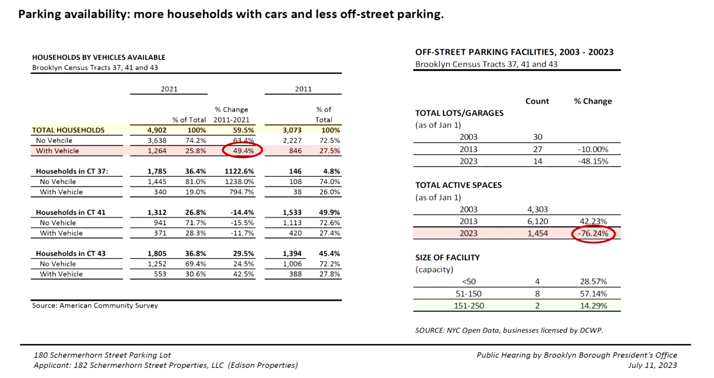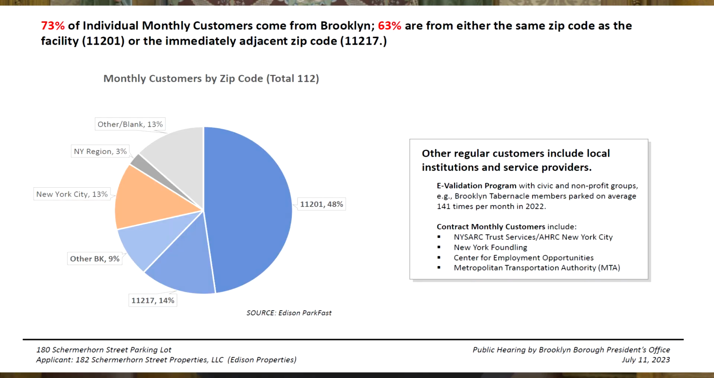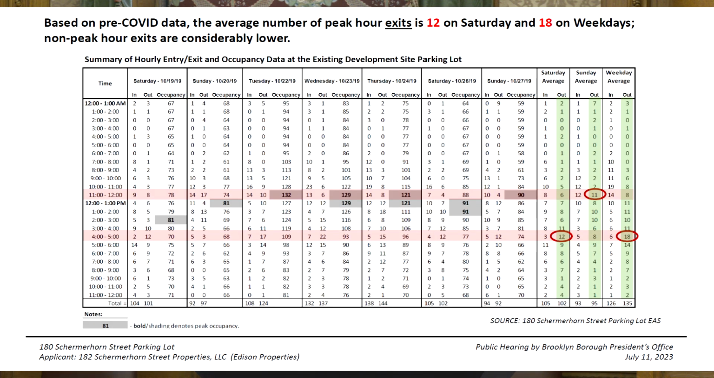Just to touch upon the traffic analysis that we did. Before COVID, we looked at our ins and outs for the existing parking lot to give you a sense of the level of activity of cars coming and going from the facility. The number of peak hour exits on a Saturday was 12, and it was 18 on weekdays. So that gives you a sense of how it operates now and what the peak hours look like.